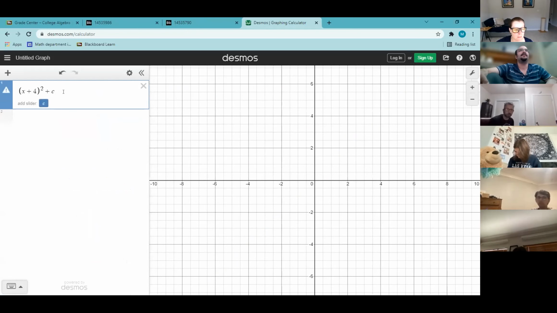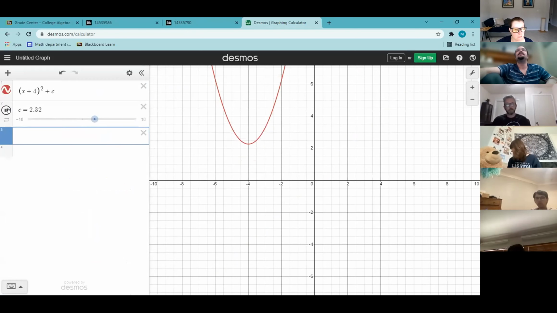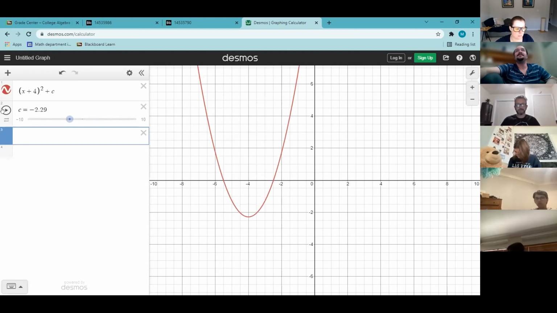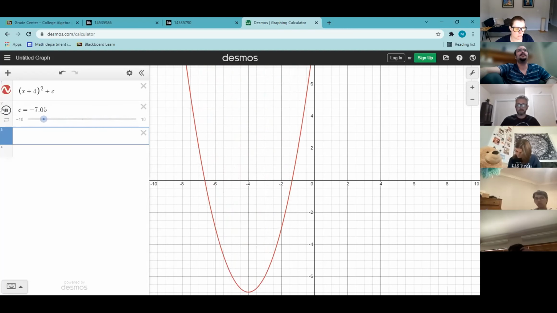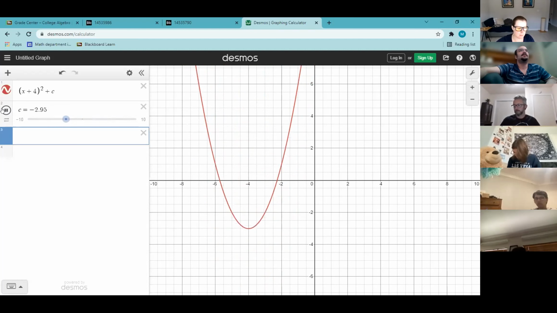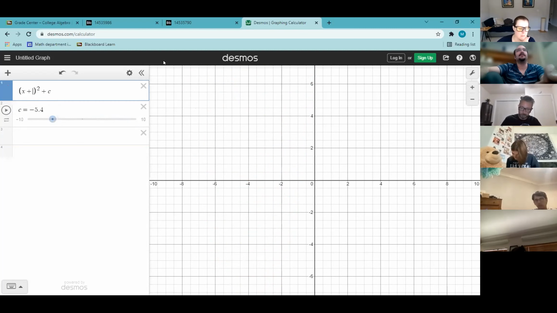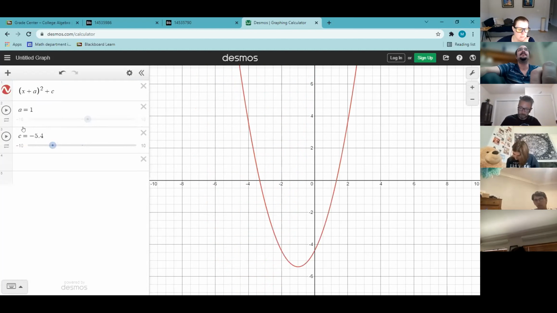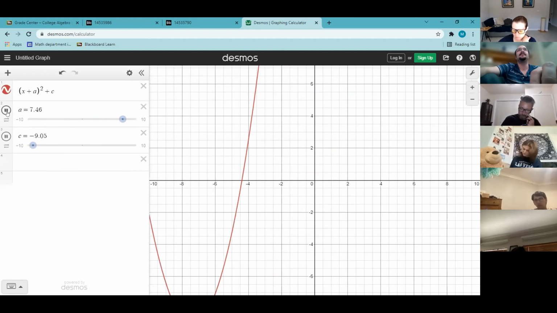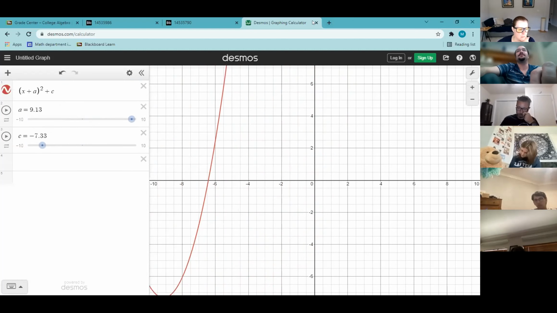You can even do variables in here. And you can do some animations if you get really bored. You can animate variables. So whether I'm doing a -c out here or a positive c, if it's positive, it raises it up. If it's negative, it's going to go below, right? You can do the same thing on the inside, add a slider. You can start some animations.